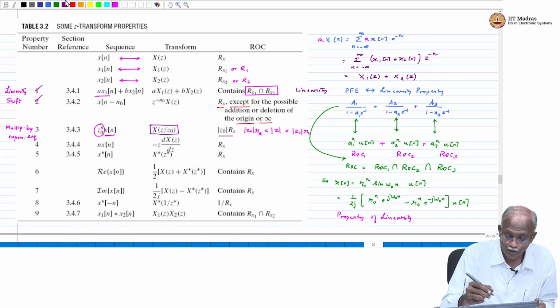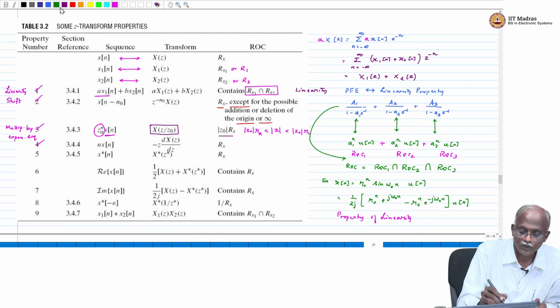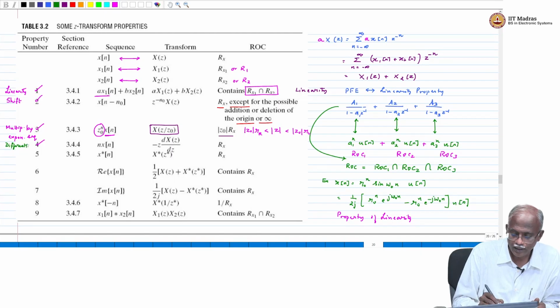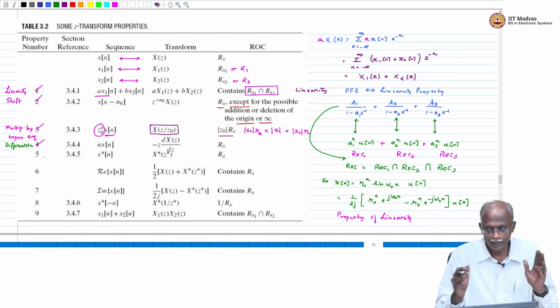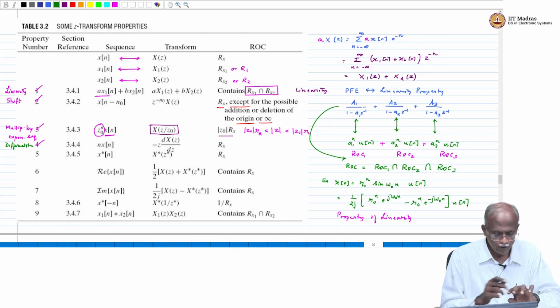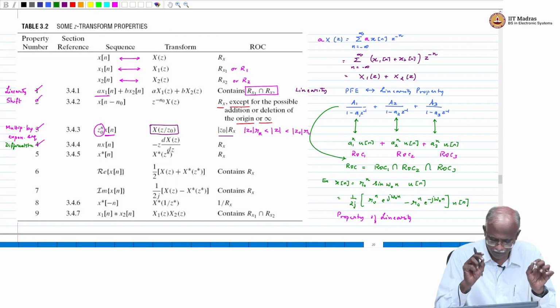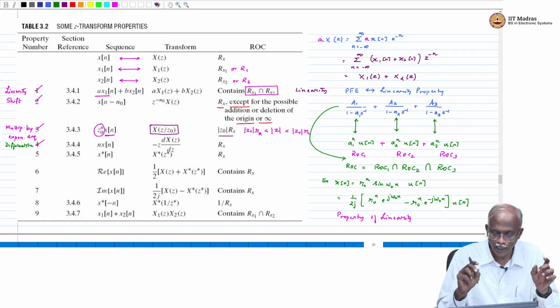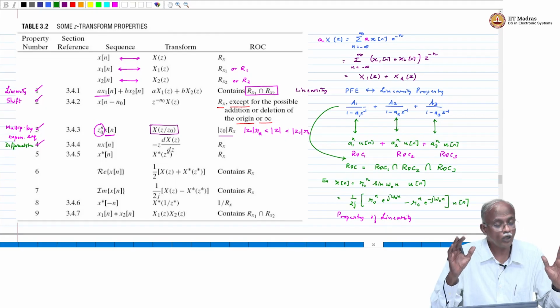Now the property number 4 I'm going to tick because we have already derived the differentiation property. So this is the property of differentiation, differentiating in the time domain. Now comes a set of transform relationships which will involve conjugation.